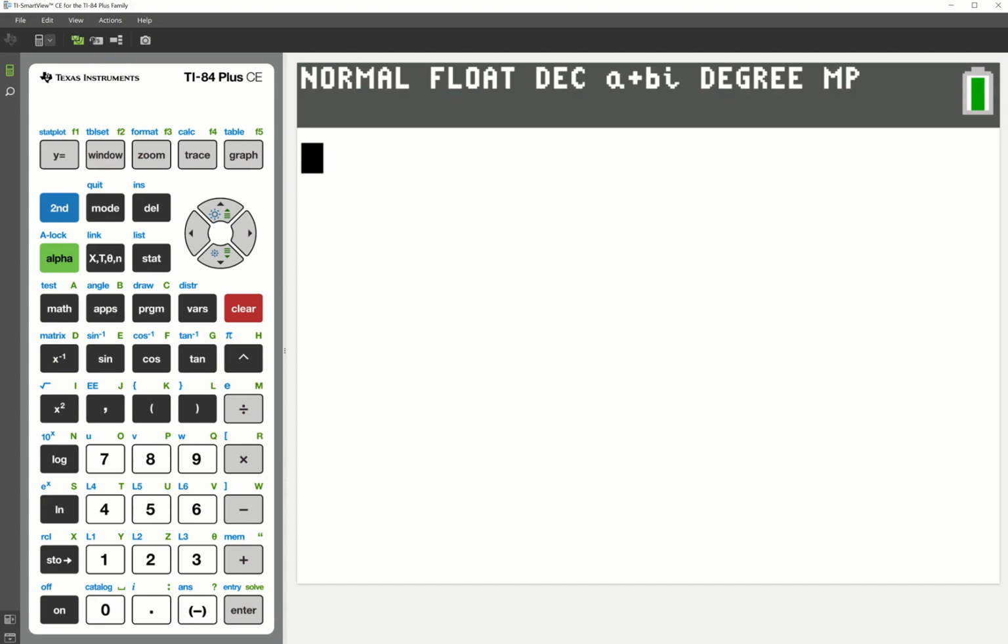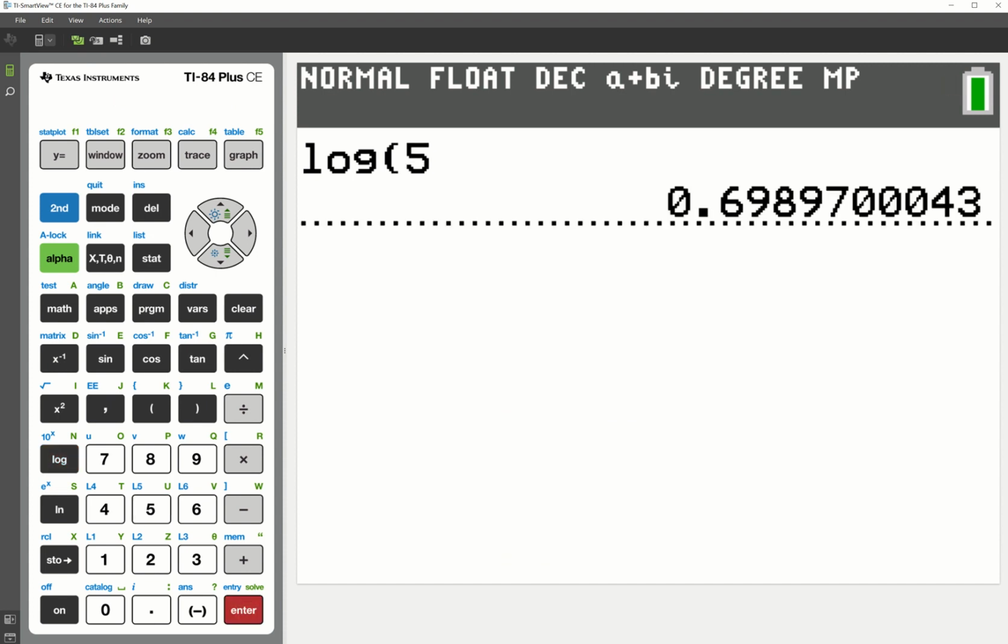The log button on the TI-84 is sitting right here next to 7. Again, that's your common log because you don't see a base. We just simply want to type in a 5, and it automatically performs the log base 10 of 5, which is going to give us this decimal right here. So the common log of 5 is approximately 0.699 if we round to 3 decimal places.